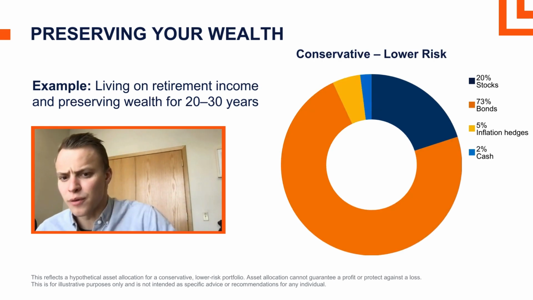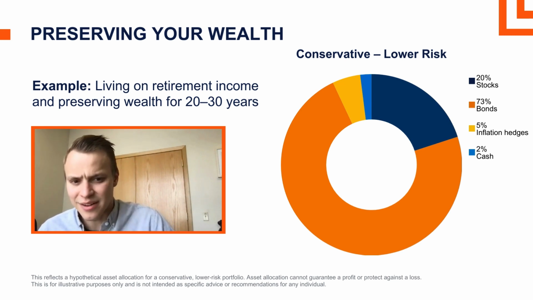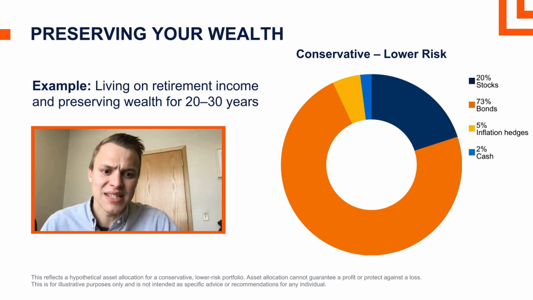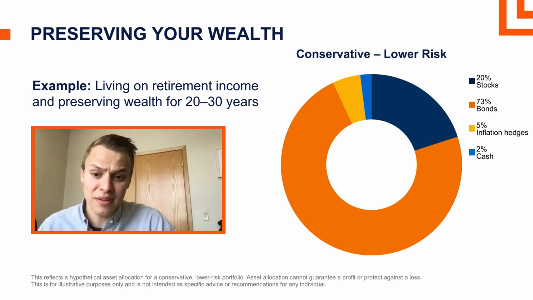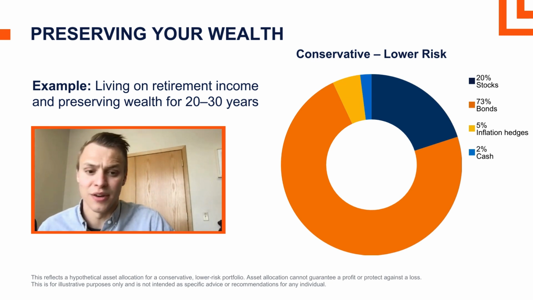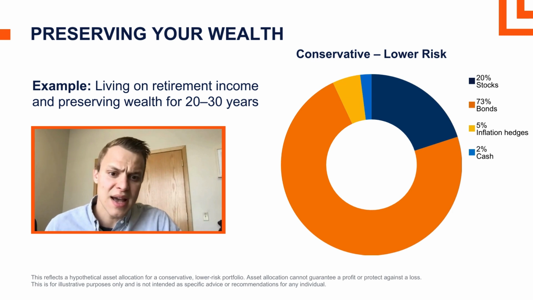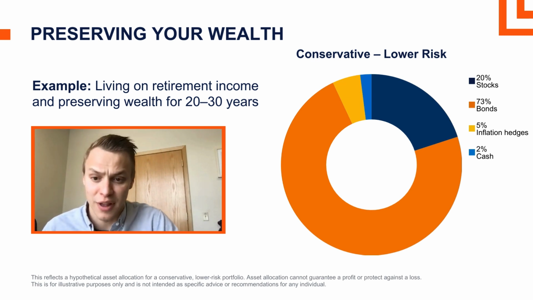A conservative portfolio is often used for wealth preservation and can help retirees make their savings last. This hypothetical allocation is designed to do just that, with primarily conservative instruments that can help protect what you've accumulated over the years. It has 73% invested in bonds, 20% into stocks, 2% into cash, and 5% into Treasury inflation protected securities.